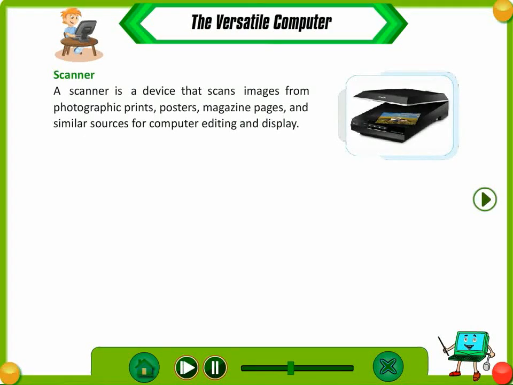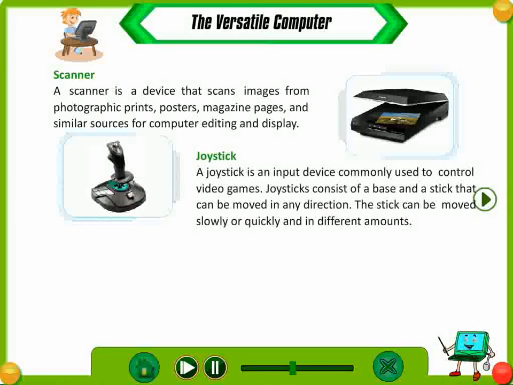Scanner. A scanner is a device that scans images from photographic prints, posters, magazine pages, and similar sources for computer editing and display. Joystick. A joystick is an input device commonly used to control video games. Joysticks consist of a base and a stick that can be moved in any direction. The stick can be moved slowly or quickly and in different amounts.